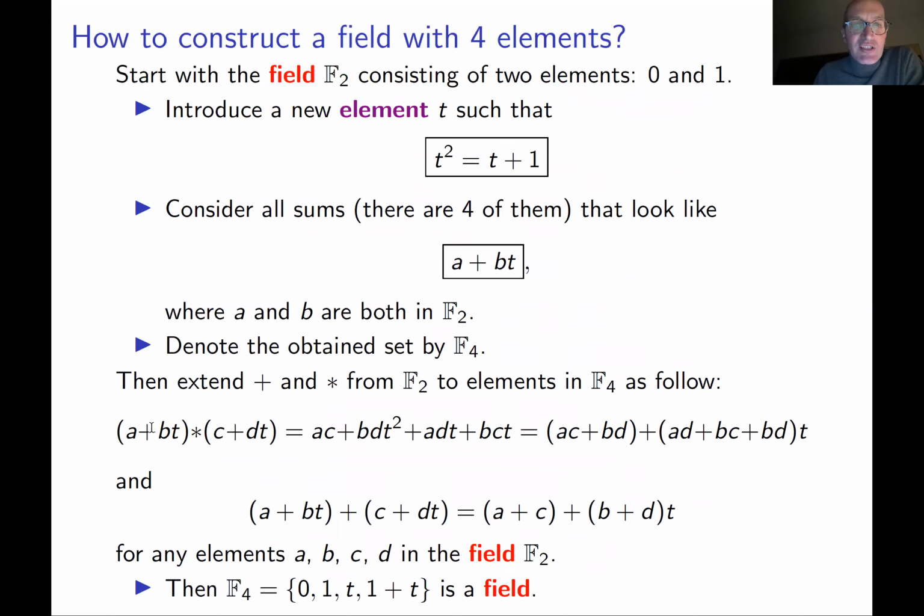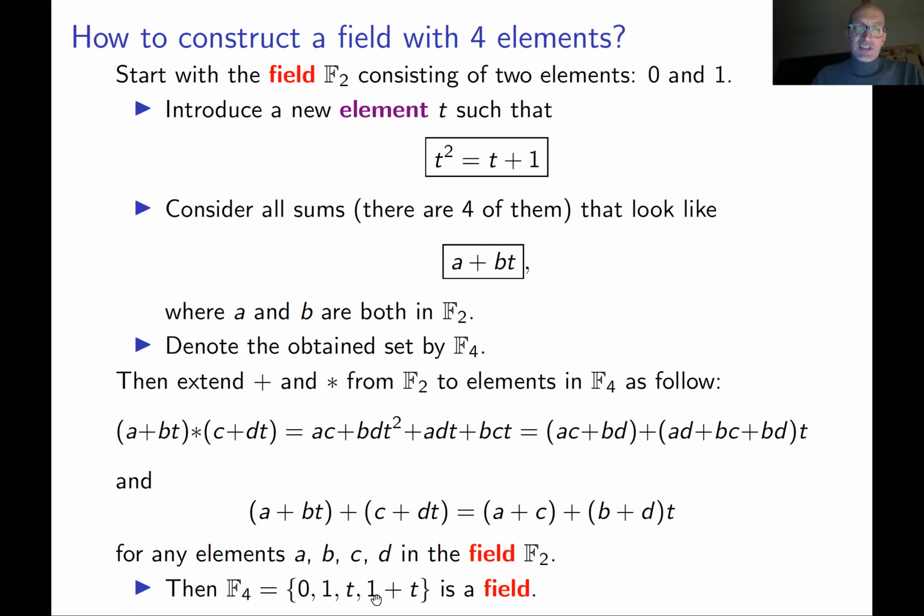You start with 2 numbers in F4, A plus BT and C plus DT. You multiply them. You get rid of brackets. You get this long expression. You expand this. And then you notice that by our rule, T squared is T plus 1. So you substitute T plus 1 here. And then you group common terms together. And then you have AC plus BD plus (AD plus BC plus BD) times T. This gives you the rule for how to multiply elements in F4. One can check, and this is a nice exercise, that these 2 rules define a field F4.